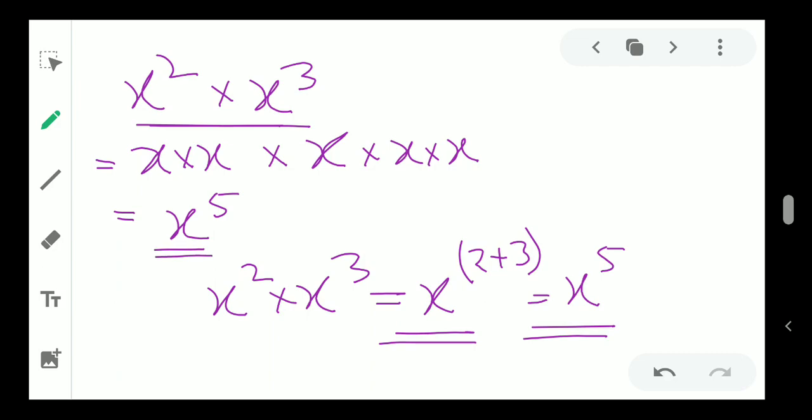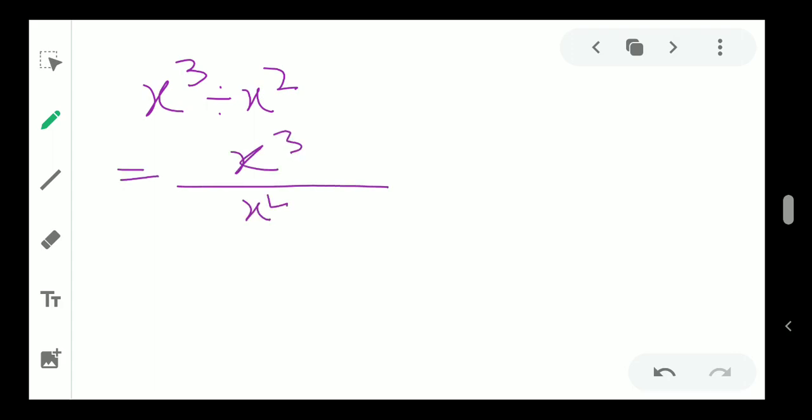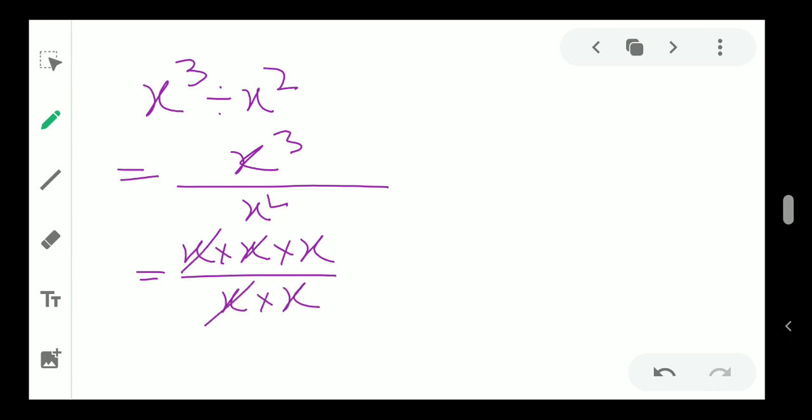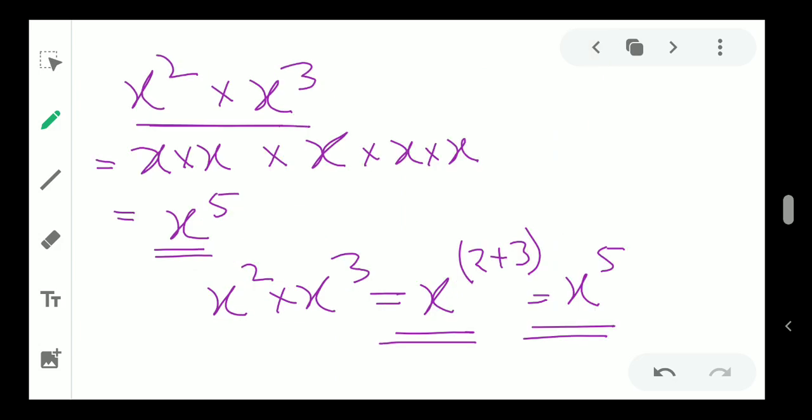Okay, in a similar manner we have also seen that when we are dividing the powers, we are writing like this. That means we have 3 x's multiplied upside and 2 x's multiplied downside. So I can cut all the x's, and there is only one x left on the upper side. So I can write that ultimately I am getting 3 minus 2, that is x to the power 1. So when we are dividing, the power gets subtracted. When we are multiplying, the power gets added up.